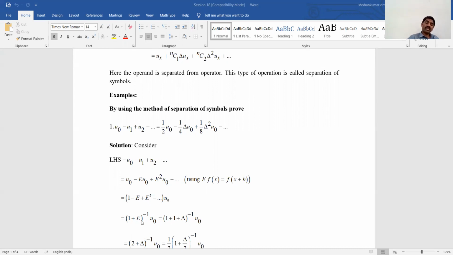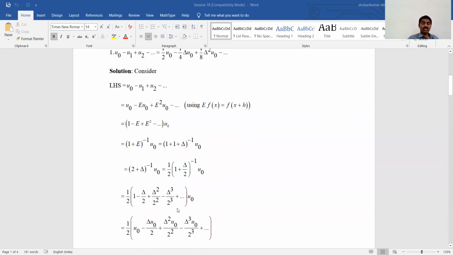Now, by the relation between E and delta, E can be written as 1 plus delta. Here instead of E, we write 1 plus delta. 1 plus 1 is 2, so (2 plus delta) whole to the power minus 1 into u0. And again, here 2 take it outside. 2 raised to minus 1 can be written as 1 by 2. Within the bracket remaining (1 plus delta by 2) whole to the power minus 1 u0.